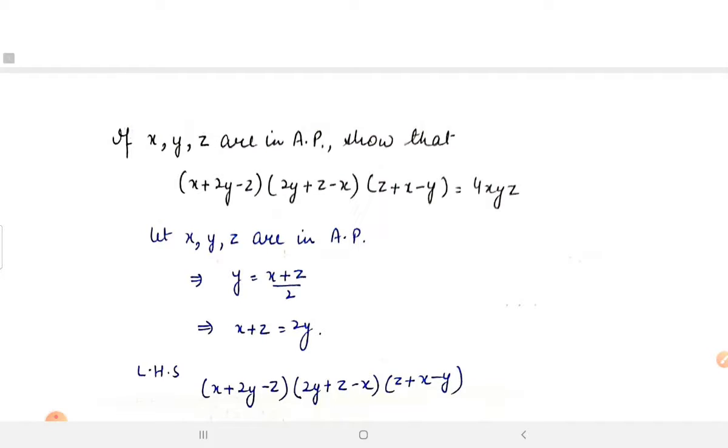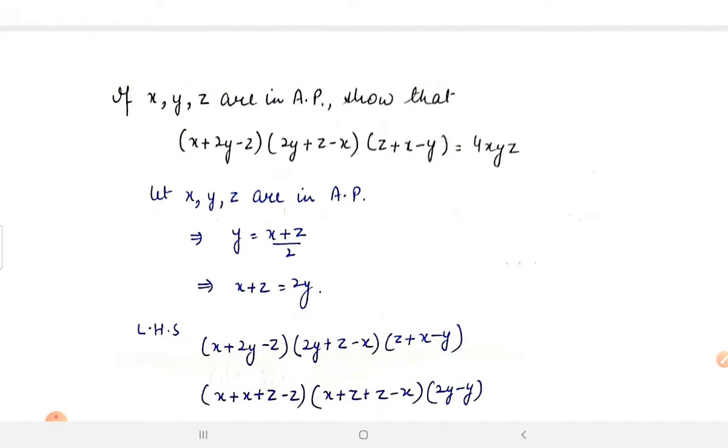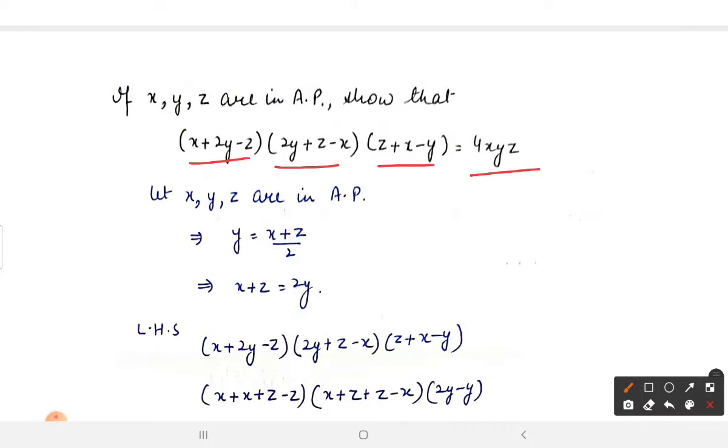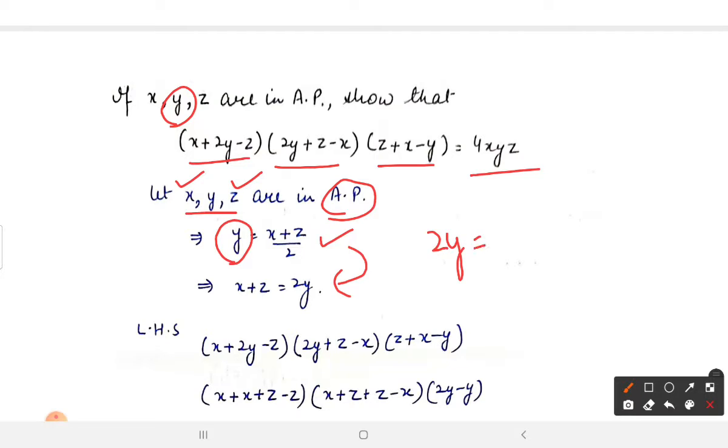Question number 1. If x, y, z are in arithmetic progression (AP), show that the value of (x + 2y - z)(2y + z - x)(z + x - y) is equal to 4xyz. Let x, y, z be in AP. If three numbers are in AP, then the middle one is the arithmetic mean between the extremes, that is y = (x + z)/2. This is what we did in our previous lecture. So we have 2y = x + z.